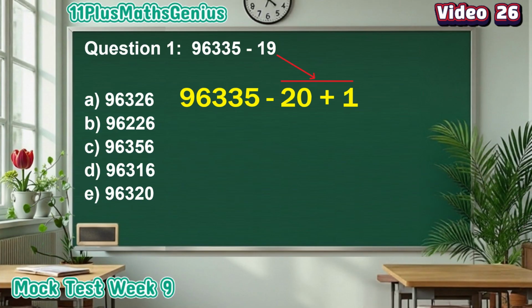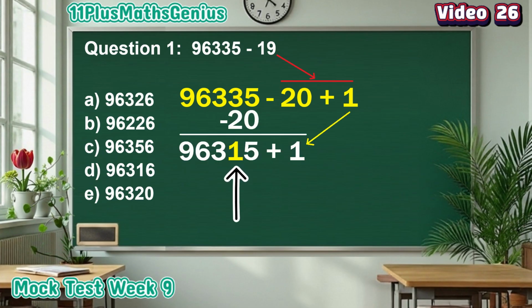Instead of subtracting 96,335 minus 19, we can make minus 19 into minus 20 and then add 1. Now because we're subtracting 20, only the tens value is affected. So 96,335 minus 20 gives us 96,315. We notice that only the tens place is changed. And then we add 1 because we're subtracting 19. And so our final answer is 96,316, or D.